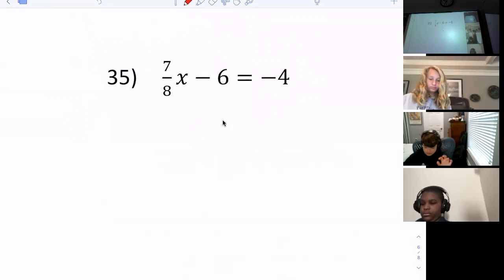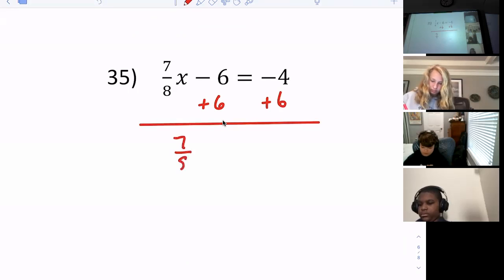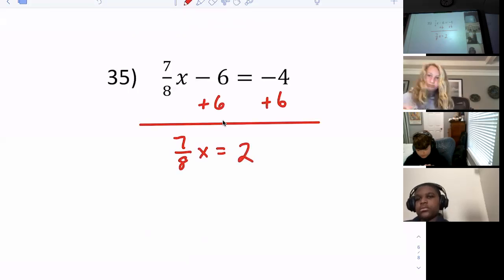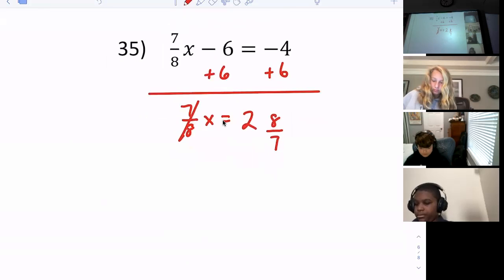First thing I have to do is what? Add 6 to both sides. Now I have 7 over 8x equals negative 4 plus 6 is 2. Now we need the reciprocal. The reciprocal is 8 over 7 crosses out. So x is equal to 16 over 7.